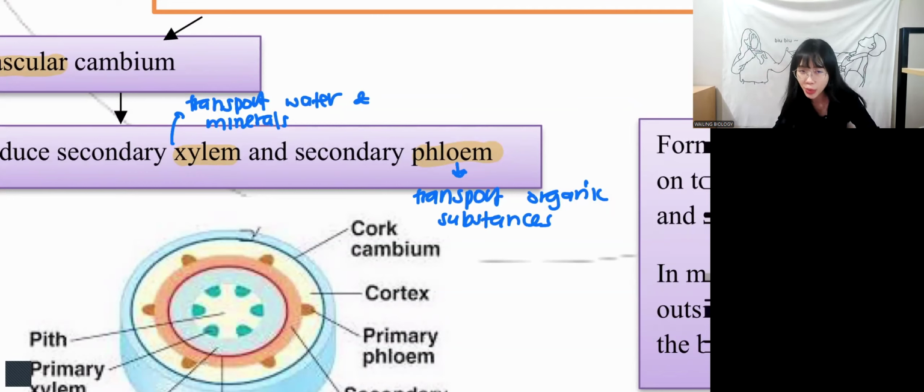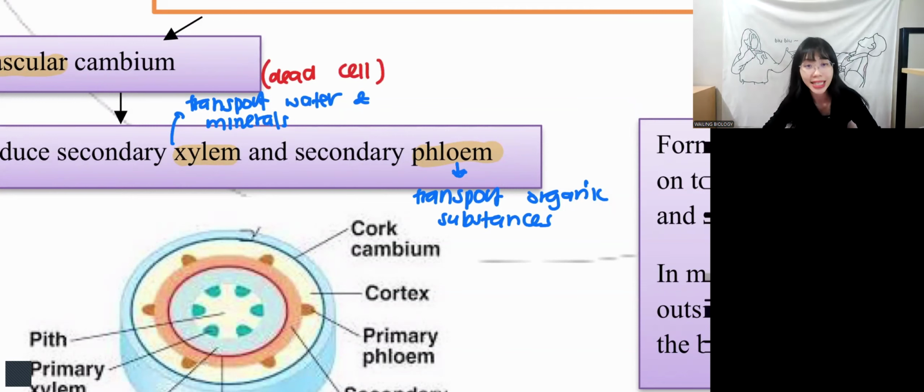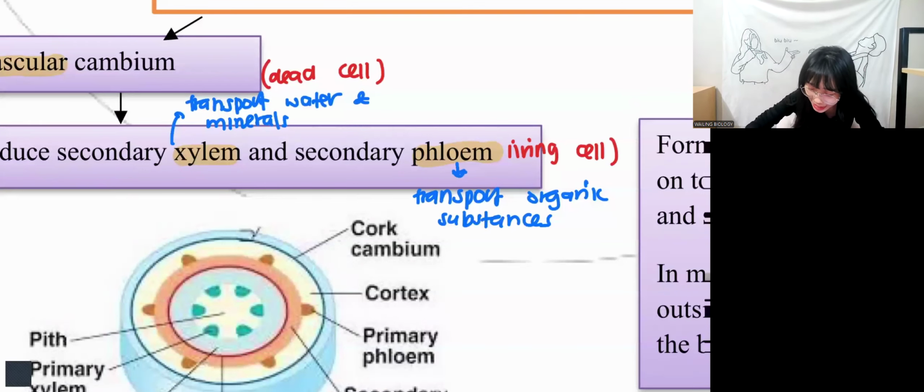The other difference that we can write, xylem is actually a dead cell. Why is it called a dead cell for xylem? Because xylem has no cytoplasm. They don't even have a living space. That's why they are dead cell. Phloem is a living cell. Why? Because there is a cytoplasm.